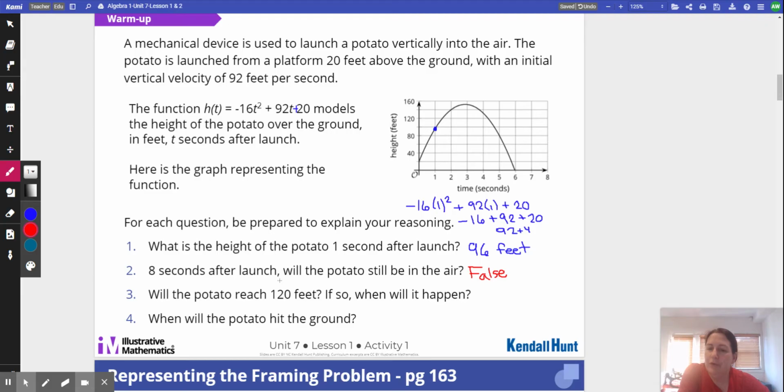Will the potato reach 120 feet? If we take a look at the graph at 120, I see the potato reaches 120 at 2 different times. So yes, it will reach 120 feet. What are the 2 times when that will happen? It happens at 1.5 seconds, and it happens again at 4.3 seconds.